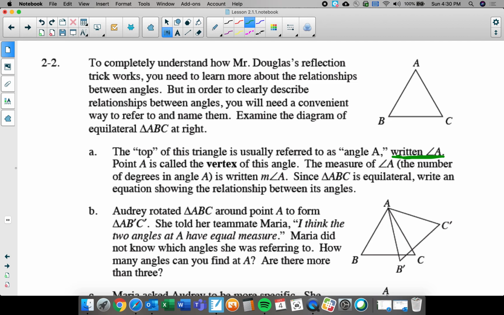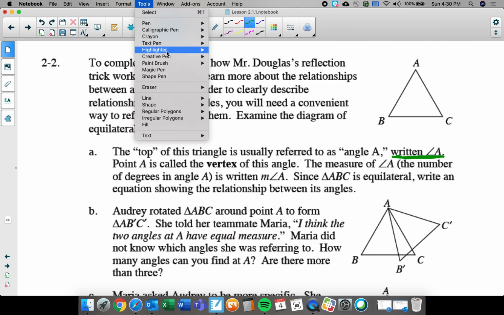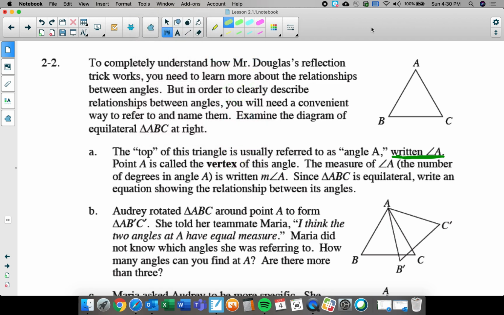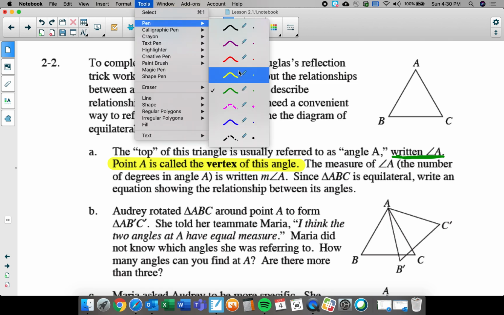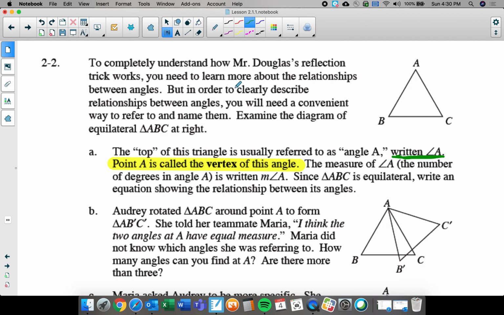The top part here is the vertex. Let me go up here and go to a highlighter. Here is point A, which is called the vertex of this angle. So it's like the point of the angle, if you will. Let me go back to the pen. The measure of angle A in degrees is always written so that anytime you see this little m outside, that means the measure of angle A.